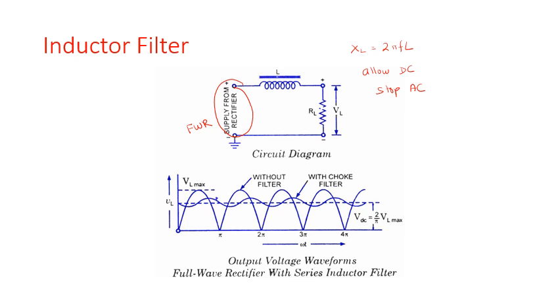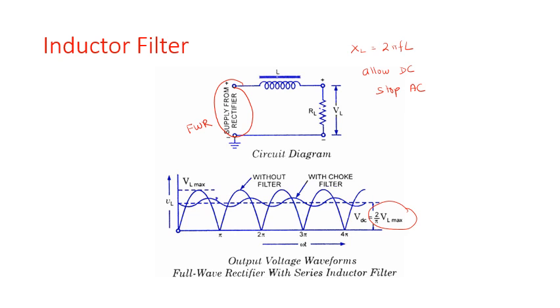So what is happening is it is trying to maintain. If you look at this waveform, it is without a filter. But when I look at it with a choke filter, so a choke filter is basically an inductor filter, it is trying to keep this maintained at this value of VDC, and this value of VDC is 2/π VL max. So this is what it is trying to do in an inductor filter.